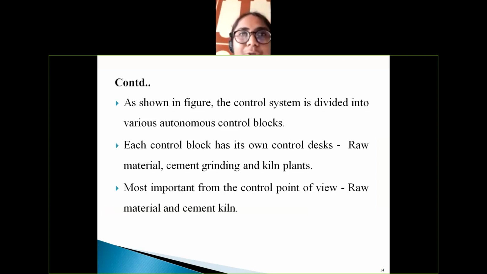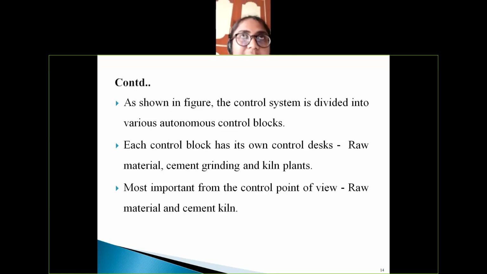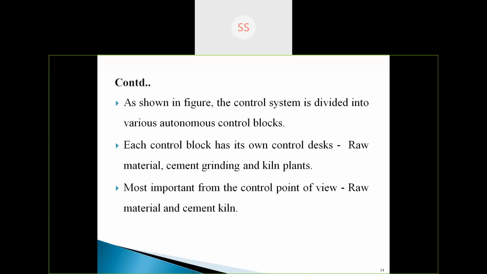In this, each control block has its own control desk, including raw mill, cement grinding, and clinker plants. The control desks for crushing and packing plants are usually decentralized, that is, they are installed near their respective sub-processes. Various sub-processes are involved in cement manufacturing like preheating, grinding, raw mill, cement clinker. Of these, raw mill and cement clinker are the most important from the control point of view.